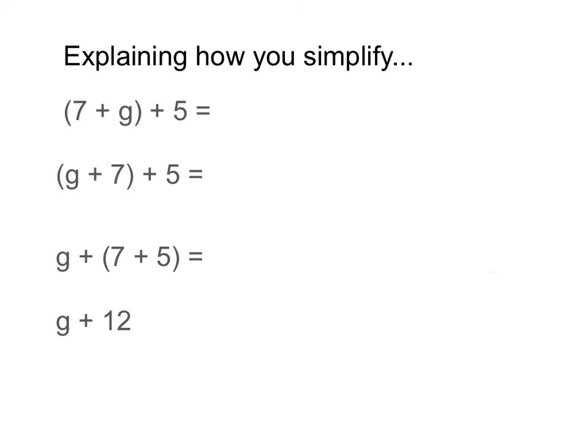All right, this is our last example. We need to explain how we simplify using the properties. So we are given the quantity 7 plus g plus 5. That is our problem, so we don't need to write anything down. So what happens from this step to this step? Well, the 7 and the g got switched. So that means that it is the commutative property of addition.